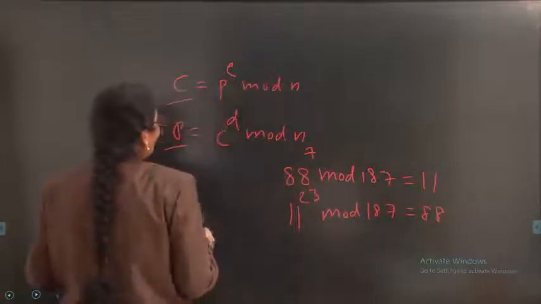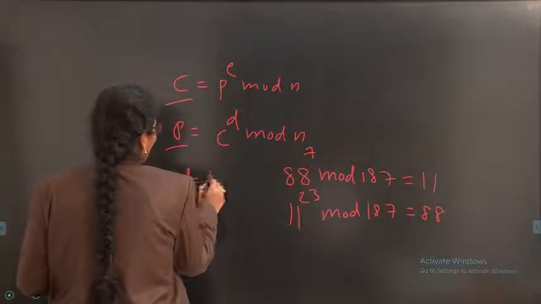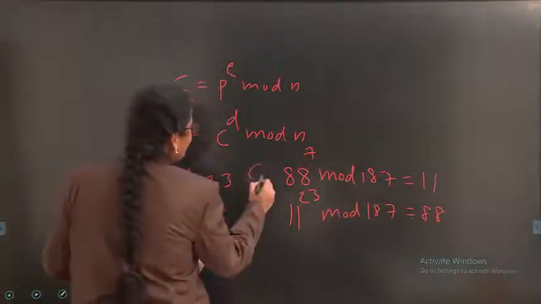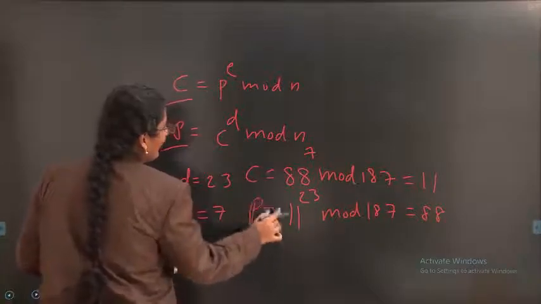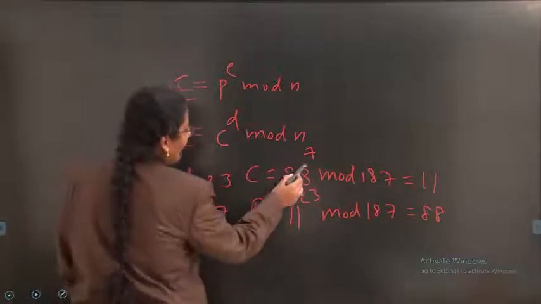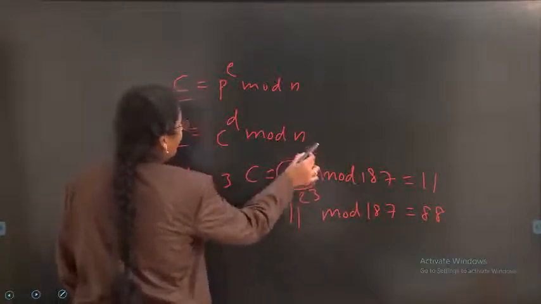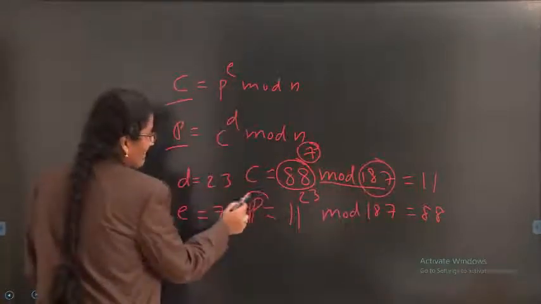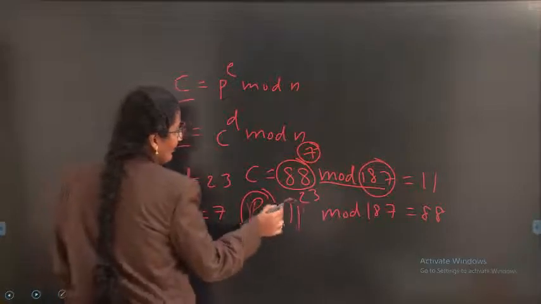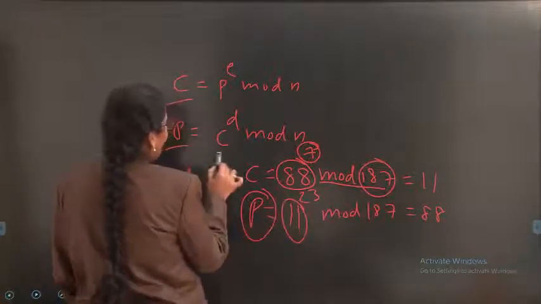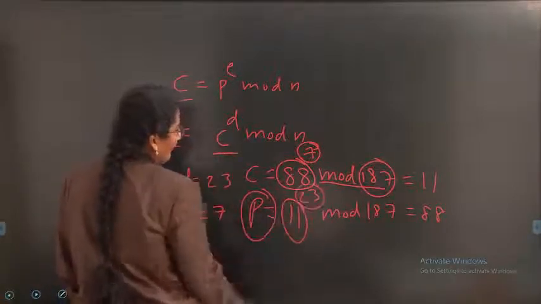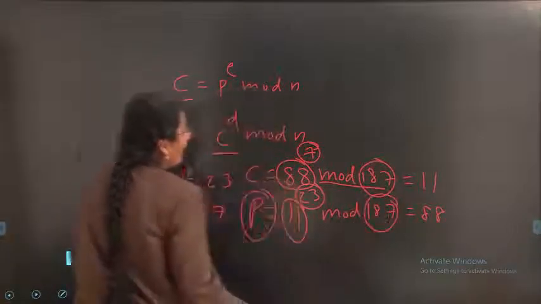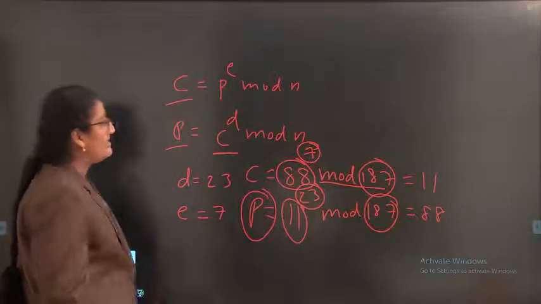So see here, what is the d value? 23. What is the e value? 7. So this is the ciphertext, this is the plain text. I am assuming plain text is 88, to the power e, 7, mod n, 187. Ciphertext is 11. Ciphertext 11 to the power 23, that is the d value, mod 187 gives 88. By solving these two we will get ciphertext and plain text.